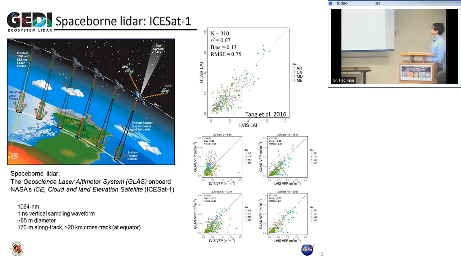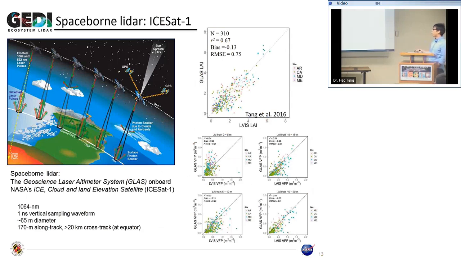And now here we go, spaceborne lidar. These are the examples from ICESat-1. Since we have quite a high confidence in the airborne lidar data, we think it should apply to the spaceborne lidar as well. So we took ICESat-1, the GLAS onboard on ICESat, and it is a full waveform lidar at 1064 nanometer. It has the vertical sampling resolution of 1 nanosecond with a footprint size of about 65 meters. So it scans like in a transect. So what you will see is individual footprints along the orbit.